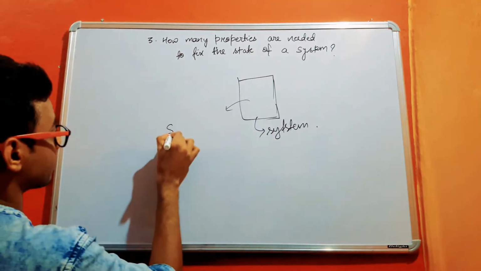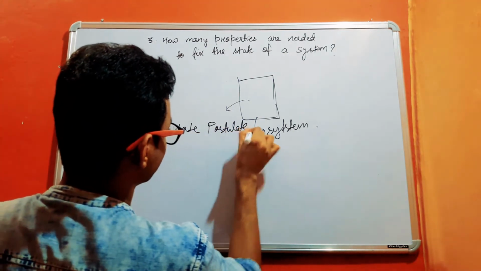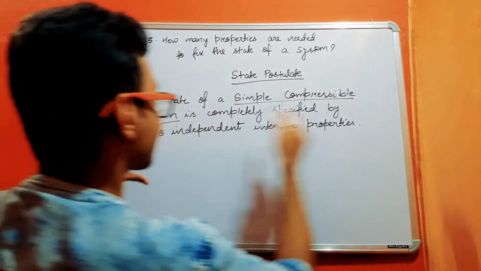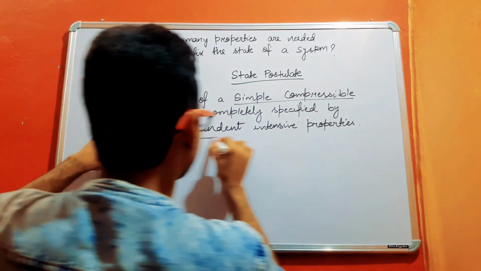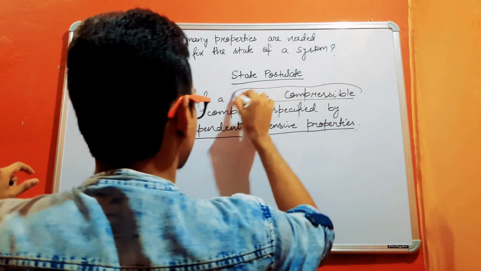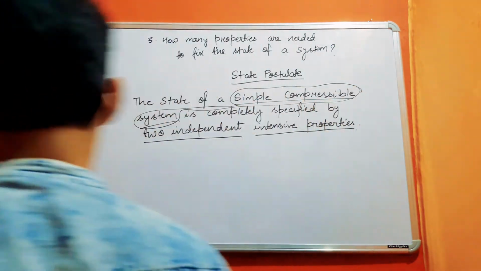This question is answered by the state postulate, which states that the state of a simple compressible system is completely specified by two independent intensive properties. So the question arises, what are these simple compressible systems? So first let us see this.